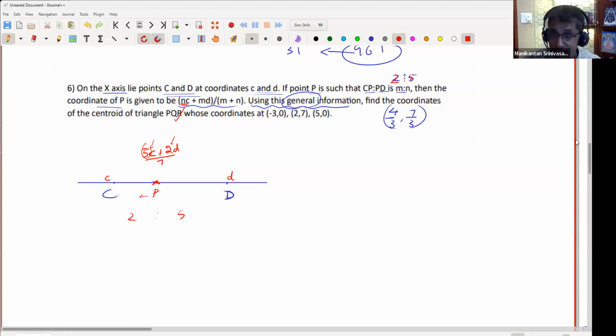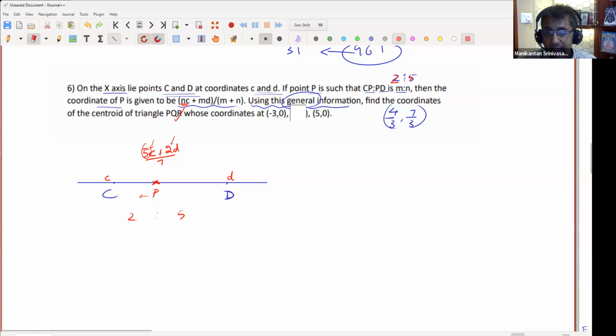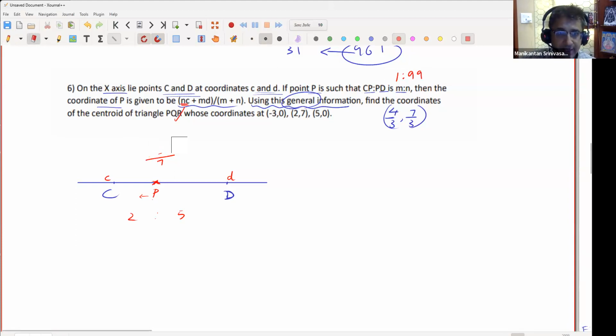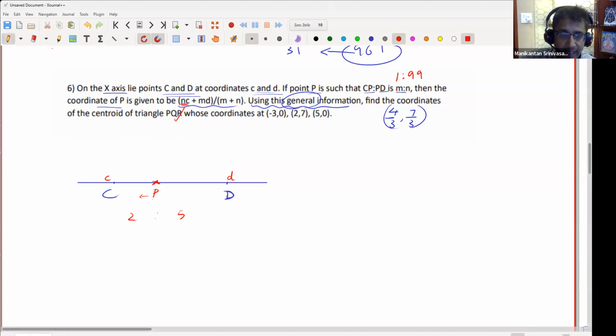It's more aligned towards C. For example, in fact, let me take a more extreme example. Let's say this M to N is not 2:5, but let's say it's 1:99. Okay, so if it's 1:99, then this expression will become 99C. So the point P will lie somewhere here.